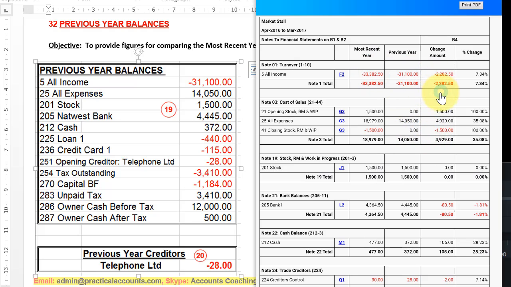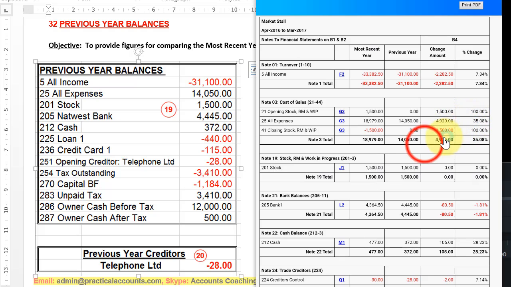There is an increase of 2,282, and this is done by the app. And that one is an increase of 7.34%. Now let's have a look at expenses. So the previous year it was 14,000. In this new year it's 18,000. So there's an increase of 4,929, which is a 35% increase.